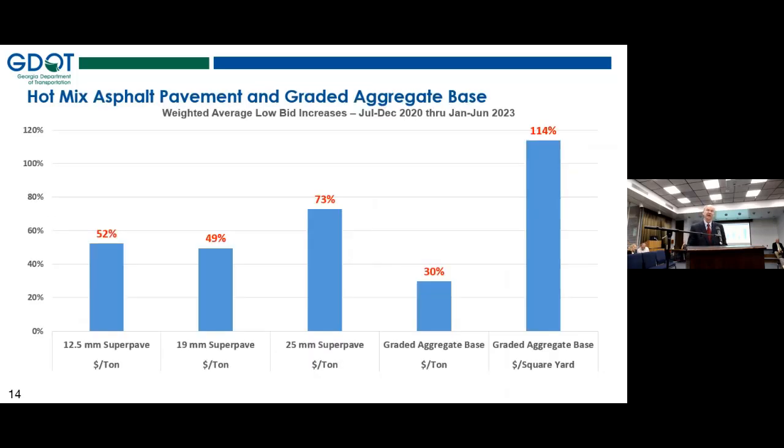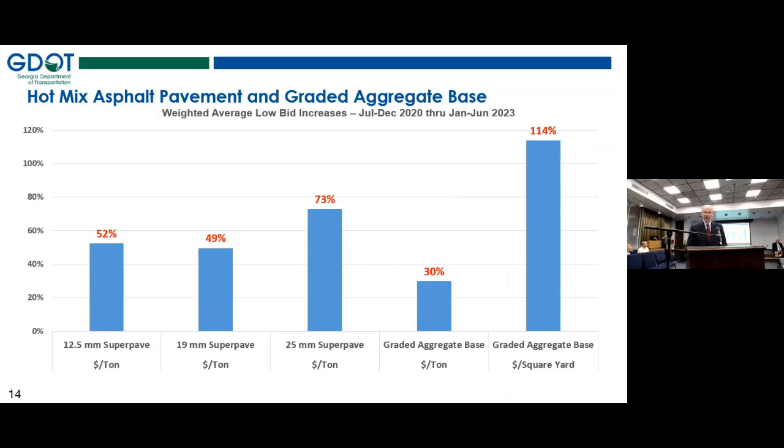Now I'm going to switch gears and highlight the selected bid items where we're presenting the weighted average low bid increase from the 6-month period ending in December of 2020 through the 6-month period ending in June of 2023. And just a reminder, the weighted average low bid increase is across all project types.